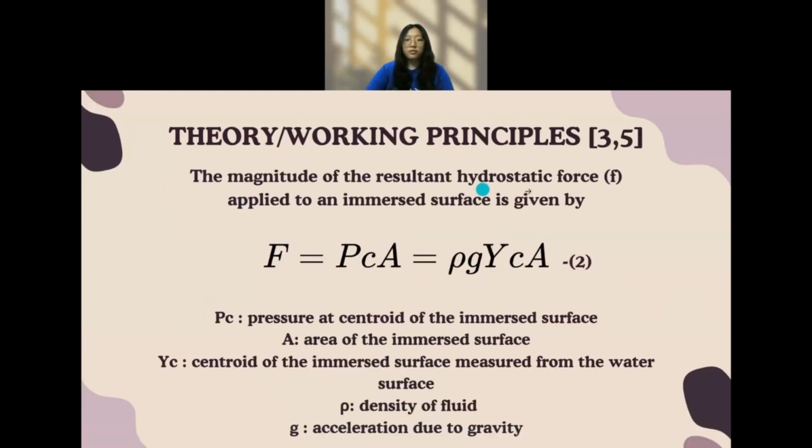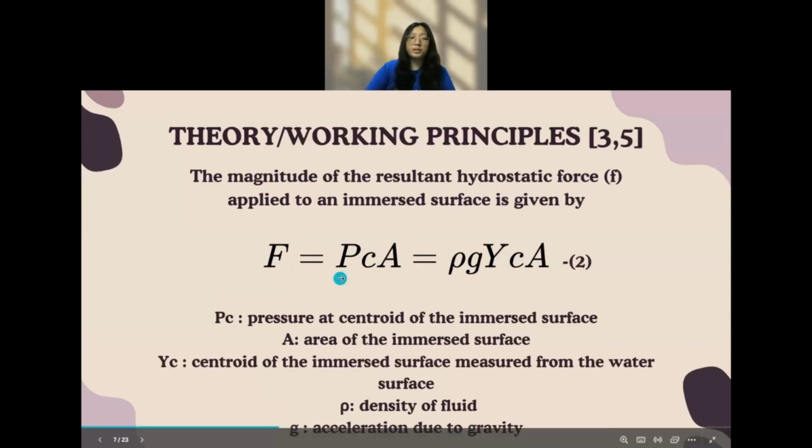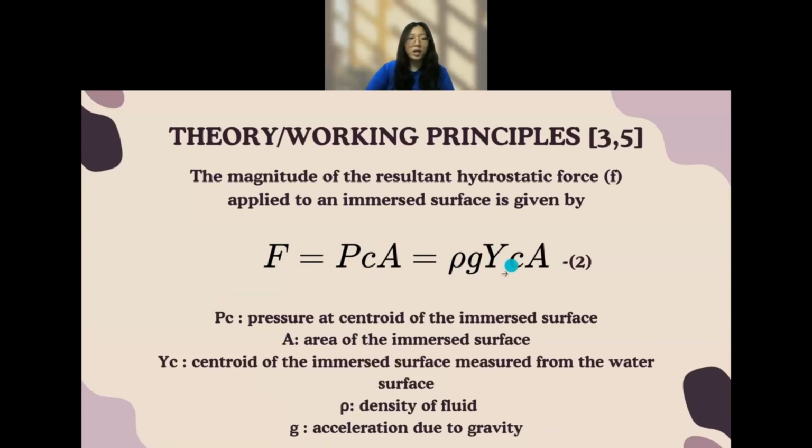For the magnitude of the resultant force, the resultant hydrostatic force F applied to an immersed surface is given by this formula. F is equal to Pc times A or rho g yc A. So Pc is the pressure of the centroid, and A is the area of immersed surface, so the Pc A is also equal to rho g yc A. So rho is density, g is gravity, and yc is the depth of the centroid of the immersed surface, and A is the area of the immersed surface. So this is the second equation.